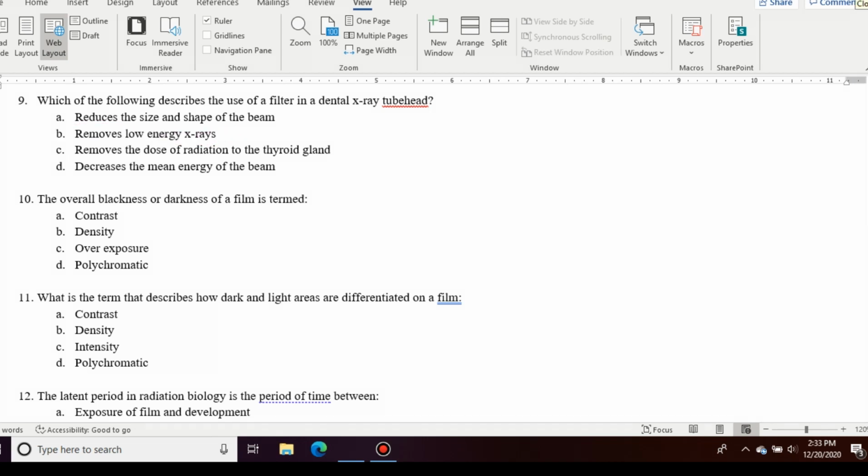Number 10. The overall blackness or darkness of a film is termed A, contrast, B, density, C, overexposure, or D, polychromatic. And the correct answer is B, density. Number 11. What is the term that describes how dark and light areas are differentiated on a film? A, contrast, B, density, C, intensity, or D, polychromatic. Correct answer, A, contrast.